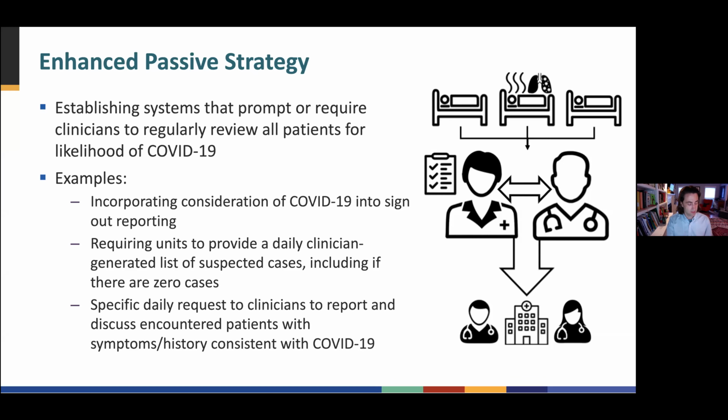Examples of enhancements to passive strategies include including COVID-19 in sign-out and change of shift reporting for all patients, requiring patient care units to provide a daily clinician-generated list of suspect cases, and specific daily requirements to clinicians to report and discuss patients with symptoms or histories suggestive of COVID-19.